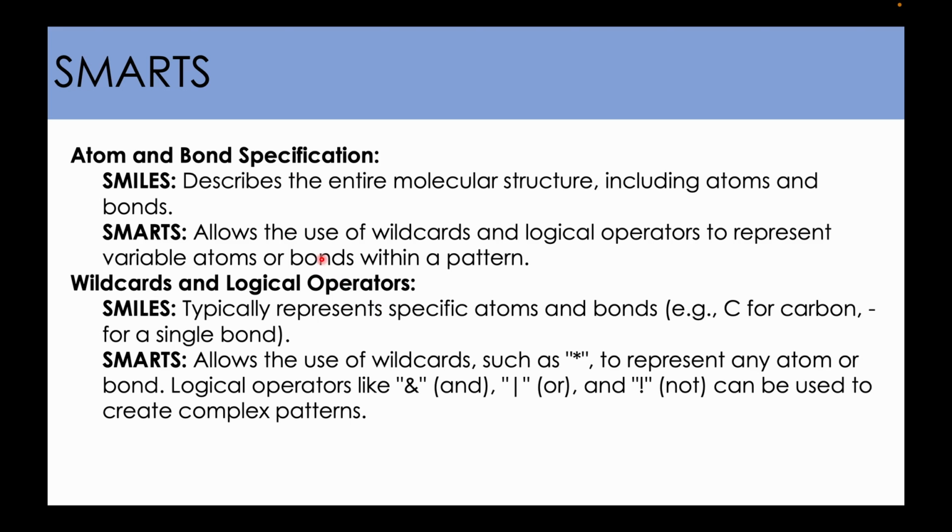So let me show you what's the actual difference between them. Here, SMILES describes the entire molecular structure, including atoms and bonds, whereas in SMARTS you can use wildcards and logical operators to represent variable atoms or bonds within a pattern. In SMILES we typically represent specific atoms and bonds, for example C for carbon, and dash for a single bond, whereas in SMARTS you can use wildcards such as star to represent any atom or bond. Logical operators like and, or, not can be used to create complex patterns.